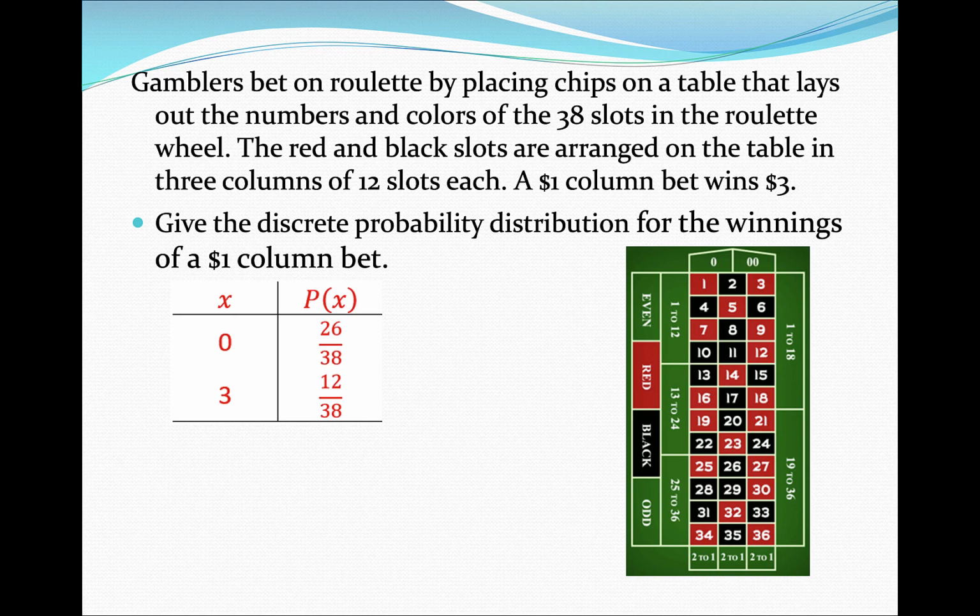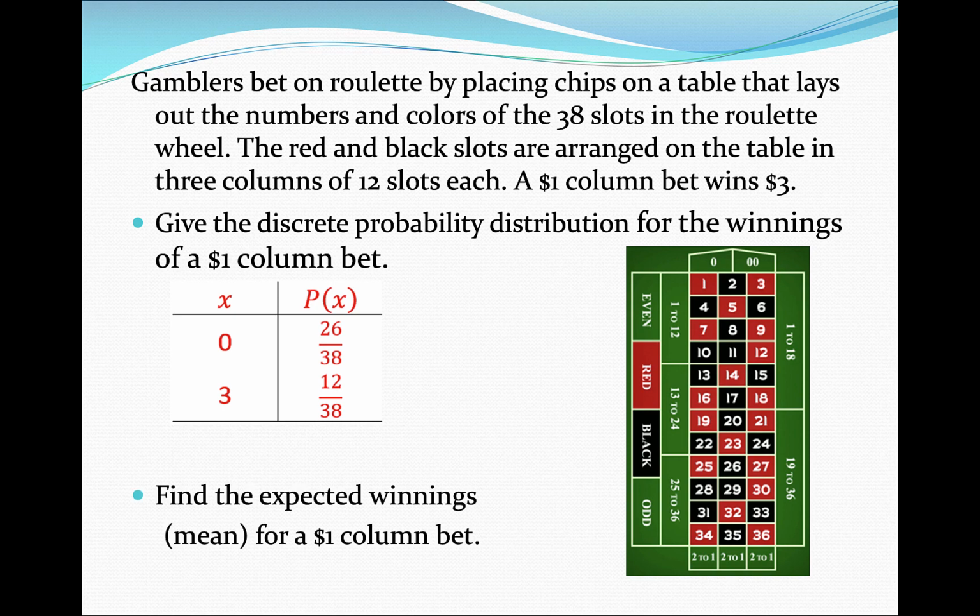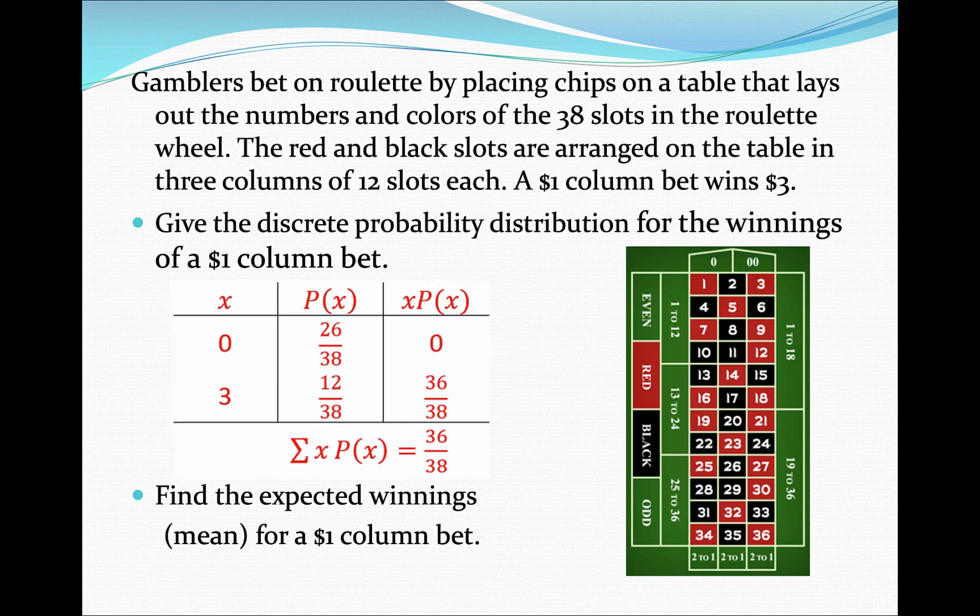Then we can calculate our mean by creating that other column, or expected winnings. So we take x times p of x. We get 0 times 26 over 38, which is 0. 3 times 12 over 38 is 36 over 38. We add 0 and 36 over 38, and we get 36 over 38. That number should look familiar to you. That means the mean here is 95 cents.